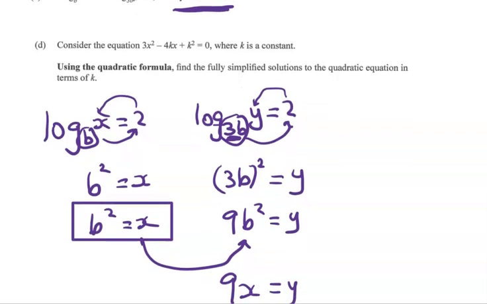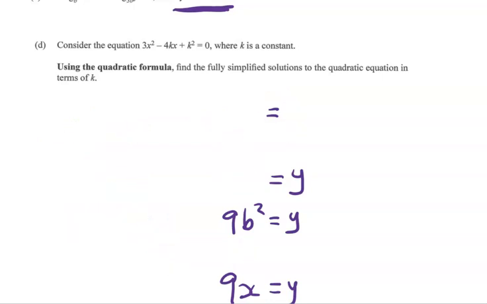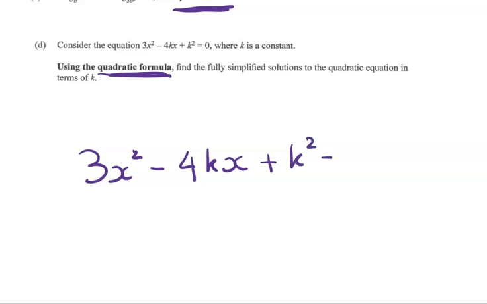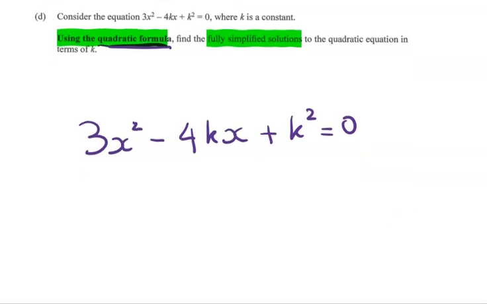Okay, so we're done. Now on to question D, which will be a merit question, I think. I'm not sure exactly how they'll mark this paper, so that's why I'm not talking about what's what. But this one here is a quadratic formula question where they have told you to solve this using the quadratic formula. So that's a nice hint. Let's just have a read. Using the quadratic formula, find the fully simplified solutions to the quadratic equation in terms of k. So we're either going to end up with 0, 1, or 2 solutions.